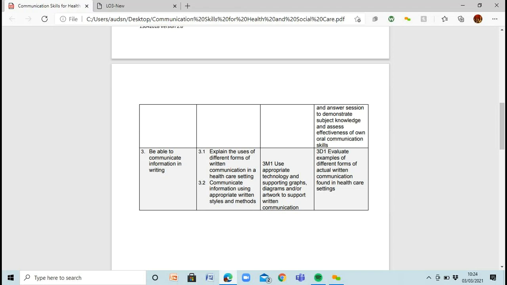When you're looking at 3M1, your PowerPoint for Learning Outcome 1 will support this partly, but then you're just going to add in a couple of images or a graph, and then talk about them. You're going to say, this is what this image is showing here, and explain exactly what you can see within that image. For 3D1, you're going to look at different forms of written communication. So look at records, prescriptions and letters, and have a screenshot or an example of each one, copy and paste it in, and then tell me exactly what this is showing you. What have you added in? Explain it very clearly.